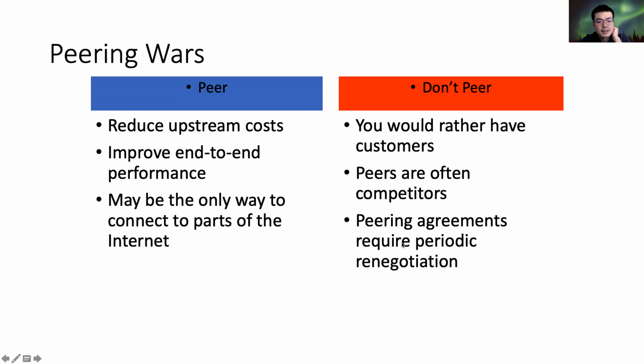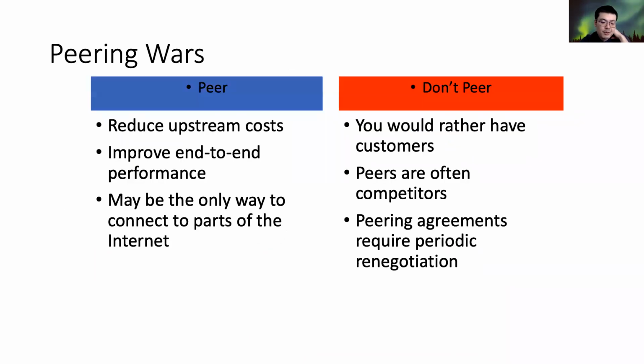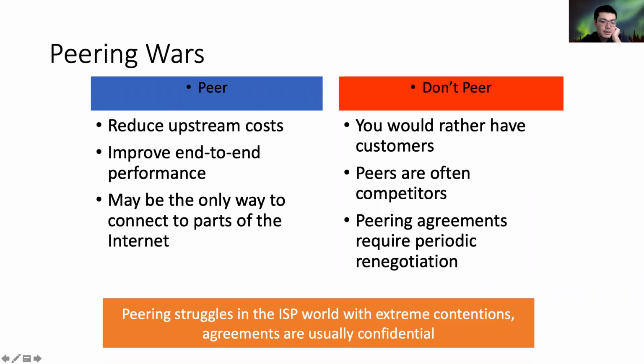Another thing is that peering agreements have an expiry date, and then you need to renegotiate. Maybe next time your peer will say, hey, now I want you to pay me something because I'm helping you more than you're helping me. If you don't want to pay, then you need to find a way. So sometimes there are reasons you don't really want to pay. So these are peering struggles in the ISP world, with extreme contention, basically because they are competitors competing for customers. And also, agreements are usually confidential.